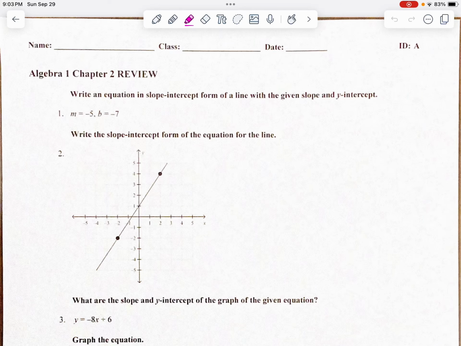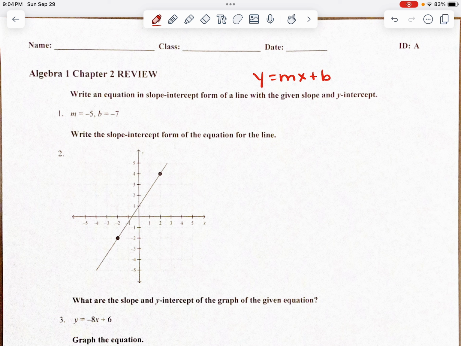Alright, so this is our chapter 2 review, and I broke it down into sections sort of based on the order that we went learning the different forms of line. So the first one we of course learned was mx plus b form or slope-intercept form, right?